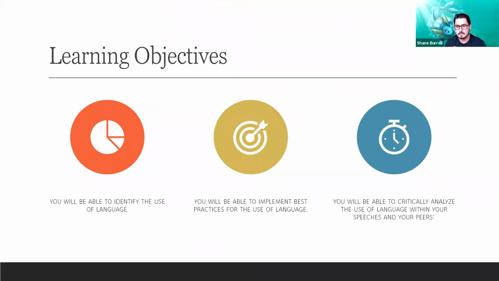All right, so our learning objectives for this week for language specifically is that you're going to be able to identify the use of language within your speeches, right? You're going to be able to implement best practices for the use of language. This means that we're going to figure out the particular words that you're going to be using for your informative and persuasive speeches and why you're going to be using those words. And then lastly, you're going to be able to critically analyze the use of language within your speech and your peer speeches. And this is going to be more critically analyzed within your peer evaluations within the informative and persuasive speeches. So I'm going to pay a lot more attention to those peer evaluations as we keep going on, okay?